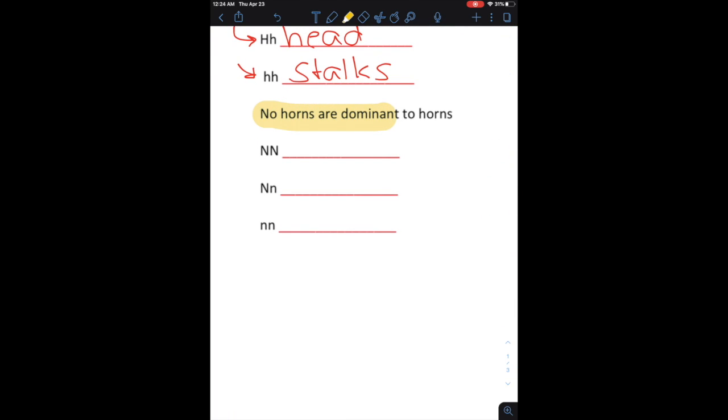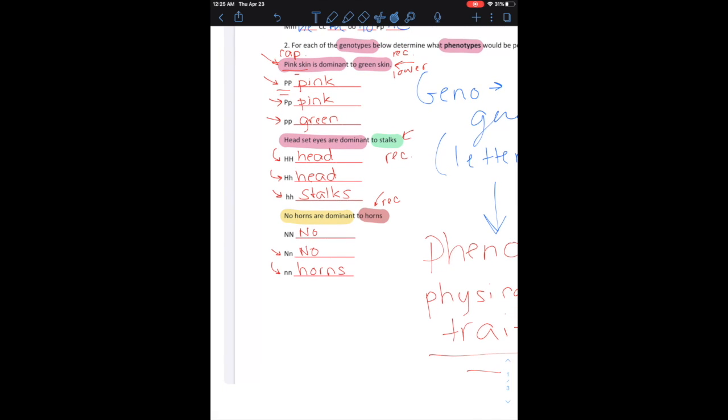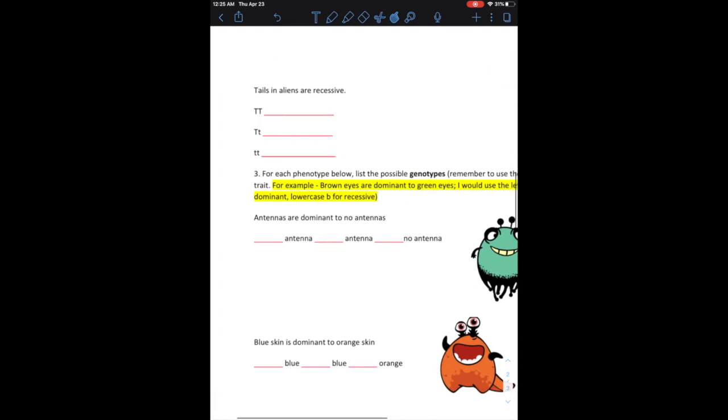This one, no horns are dominant to horns. So having horns is recessive. Okay, 2 capital, it's going to be dominant, so it's going to have no horns. Here, 1 dominant, 1 recessive, no horns. 2 recessive, this one's going to have horns. Okay, so in this example, it was giving you the genotype, it was giving you the genes, the alleles, and you had to determine the phenotype.